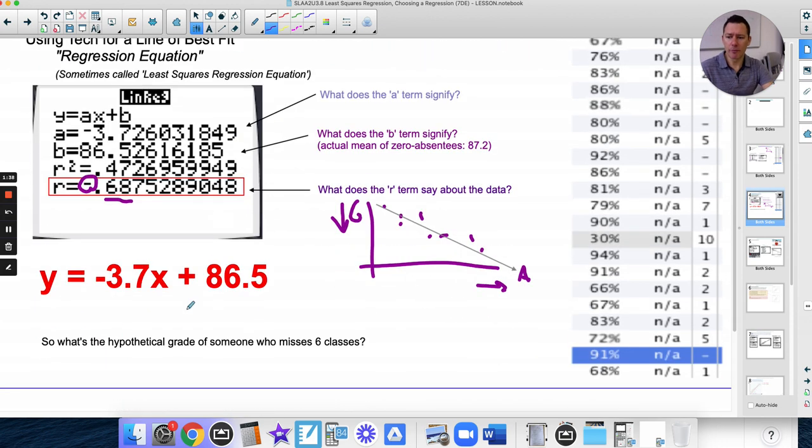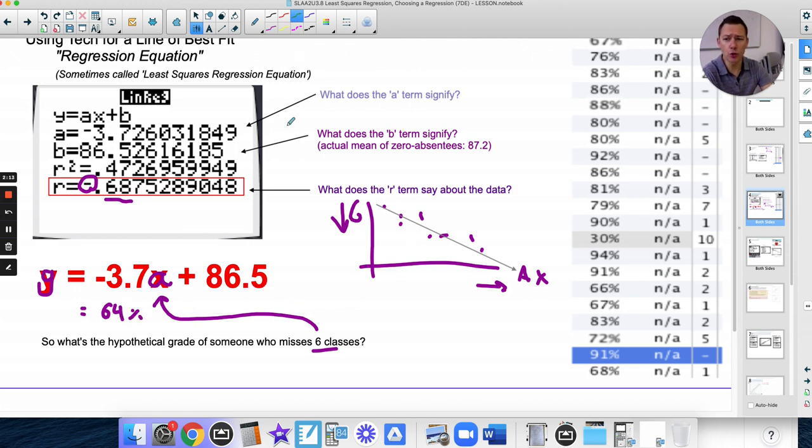Great. And so from that, since I think we put in A as the X, this was like absences, and this is grades. If you missed 6 classes, you could put a 6 in there and multiply, and we could estimate somebody with 6 classes. So you go negative 3.7 times 6 plus 68.5. I'm getting a 64%.